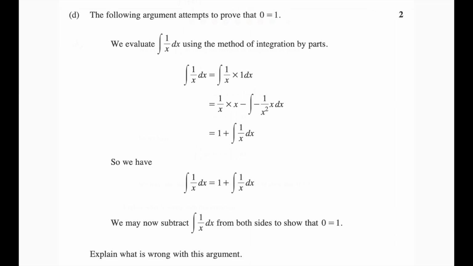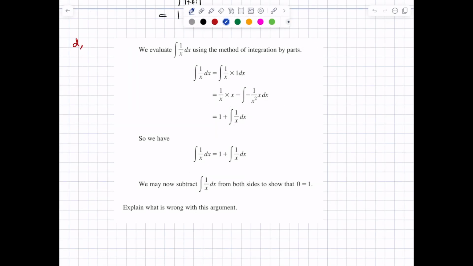Part D. The following argument attempts to prove that 0 equals 1. And then they present us with an argument that uses integration by parts to show that 0 equals 1, supposedly. And they want us to explain what is wrong with the argument. So here is the argument. Here is the supposed proof.